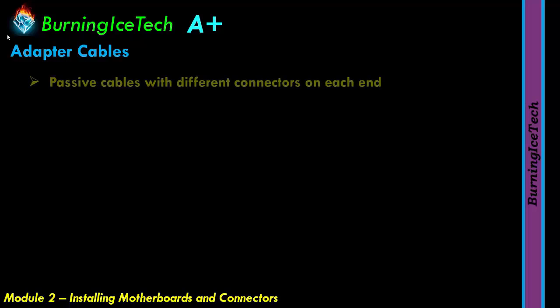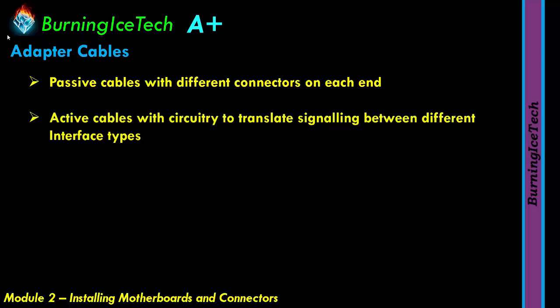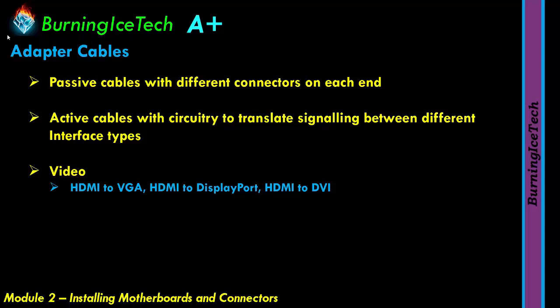So these are passive cables with different connectors on each end. Then you also get active cables with circuitry to translate signaling between different interface types. If we look at the common one I spoke about earlier, video. That could be HDMI to VGA. It could be HDMI to DisplayPort. DisplayPort, you'll often see people just referring to it as DP. It could be HDMI to DVI.